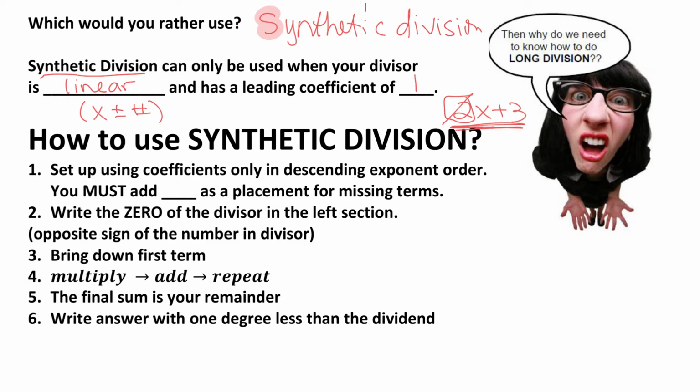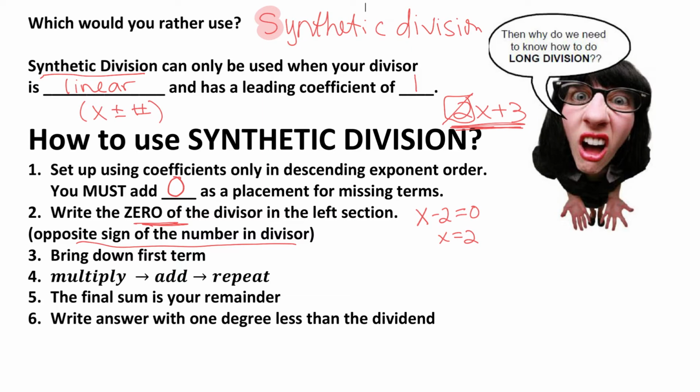All right, so you just saw how I use synthetic division, but here are the steps. You're going to set up using coefficients only in descending exponent order. You must add a 0 as a placeholder for any missing terms. Write the 0 of the divisor. So what I mean by that is in that previous one, we were dividing by x minus 2. So you would have to set that equal to 0, and that would give you x equals positive 2. It's always going to be the opposite sign of the number in the divisor. So that 0 has to go on the left side.